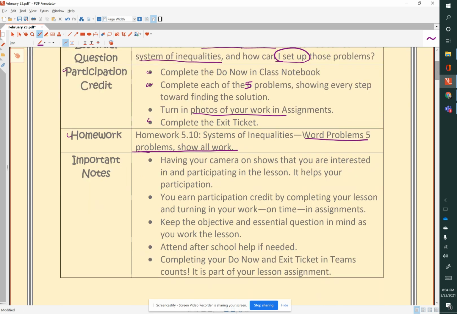Remember some important notes. Having your camera on shows that you are interested in and participating in the lesson, and it helps your participation. You earn participation credit by completing your lesson and turning in photos of your work on time, and that's in assignments. Keep the objective and the essential question in mind as you work. That'll help you focus on what you need to take away from that lesson. Attend after school help if you need it. And please remember, we complete our do now and our exit ticket in Teams, and that counts. It's part of your lesson assignment.